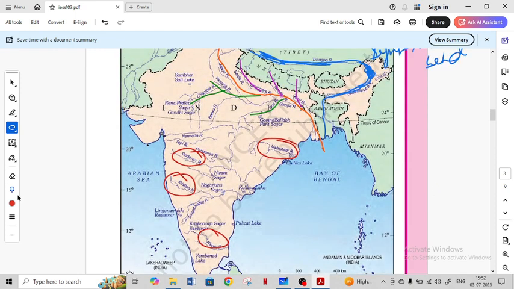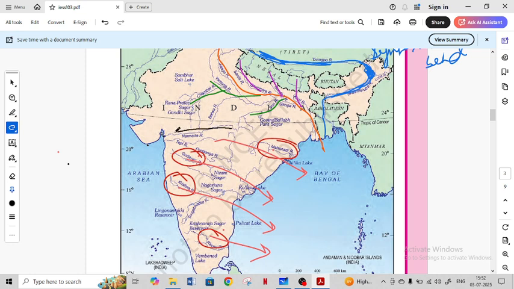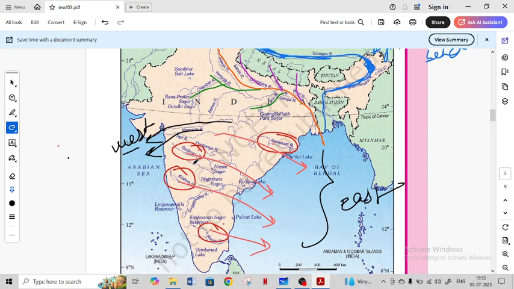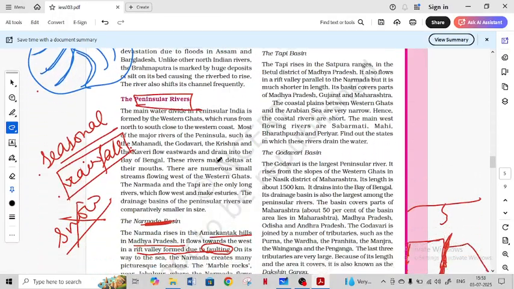Why is this important? When I talk about Mahanadi, Godavari, Krishna, Kaveri, all flow from this direction to this direction, that is towards the Bay of Bengal. There are only two exceptions, which are Narmada and Tapi. Narmada and Tapi flow into the Arabian Sea. These are the only west flowing rivers. All these are east flowing rivers. They flow into the Bay of Bengal. Only Narmada and Tapi flow into the Arabian Sea. Okay, and both of them follow a rift valley pathway.